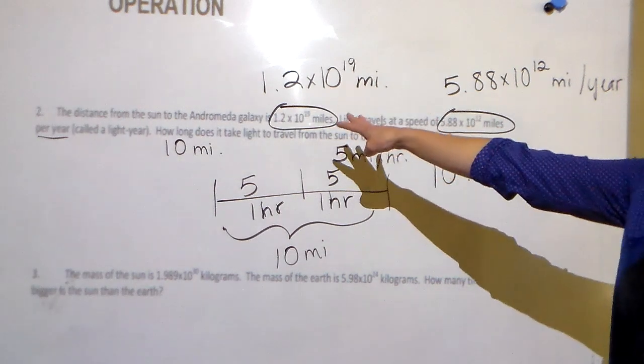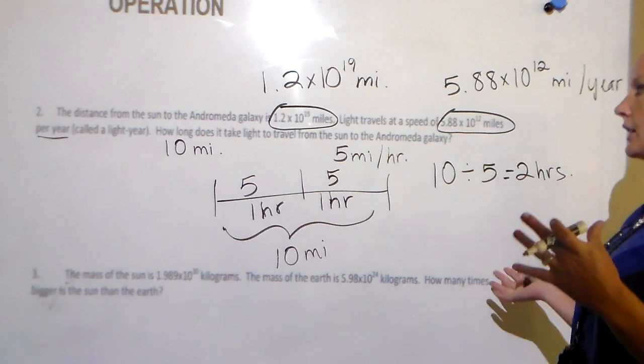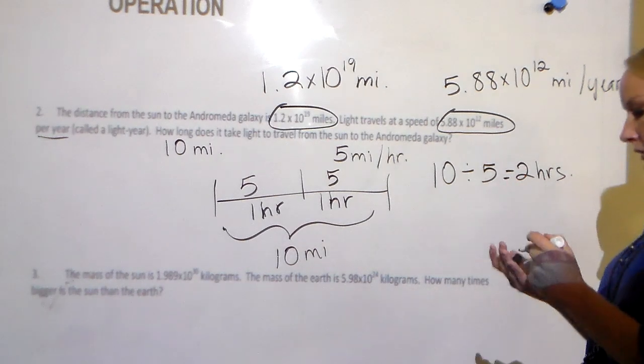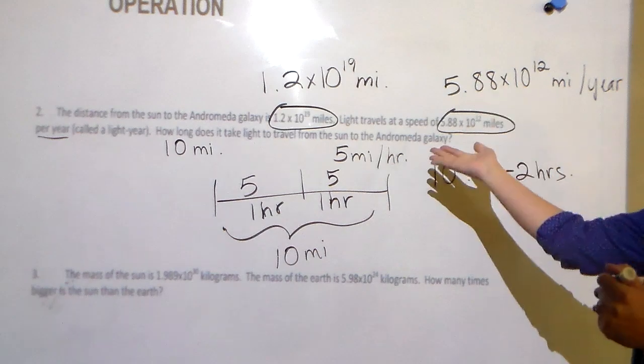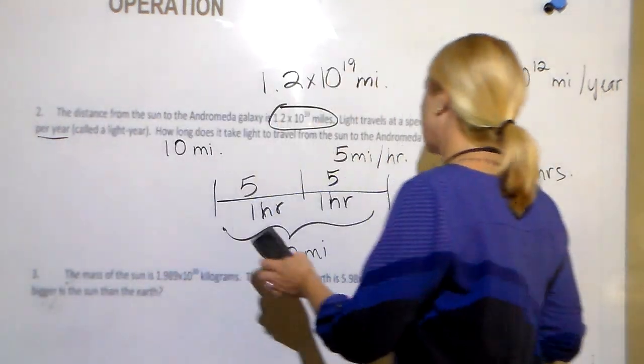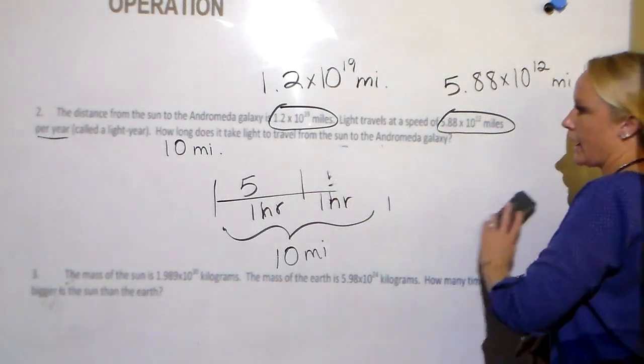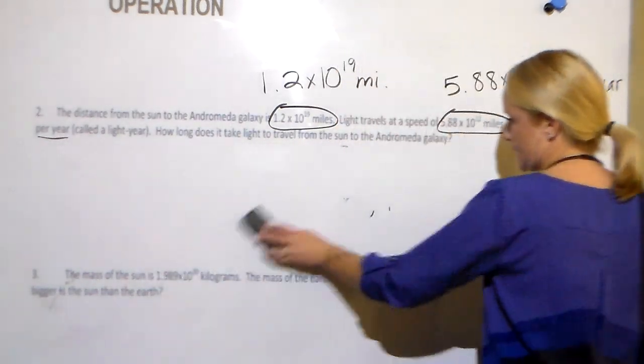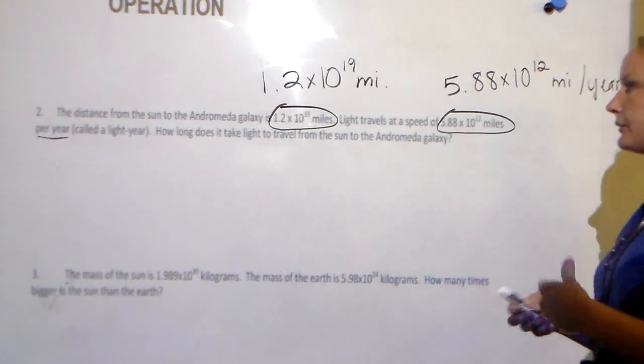So this is the same scenario. We have a distance that light has to travel, and we know how fast it's traveling. So I can tell from this type of problem that I'm going to be doing division. That maybe wasn't exactly clear to me at first, but it is now that I changed up some words in the situation to make it more realistic to my life.